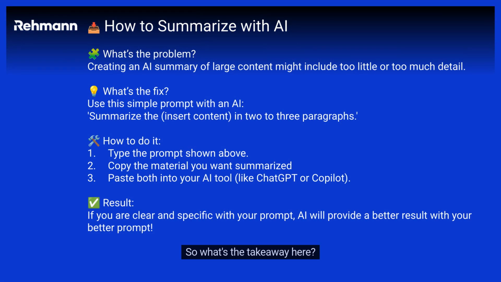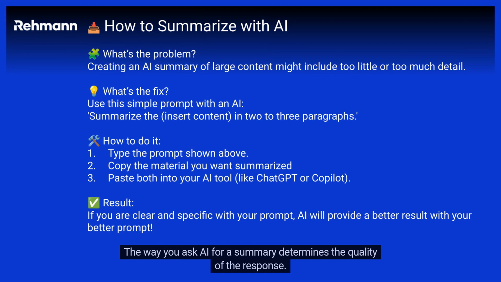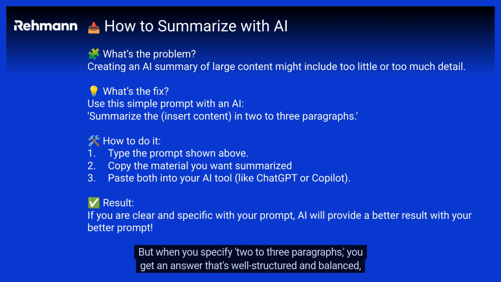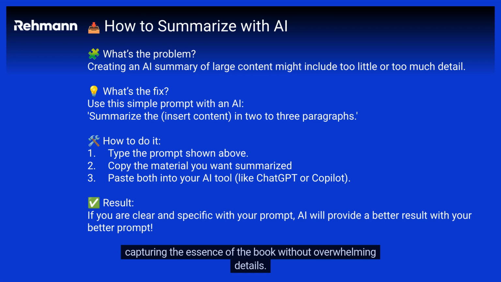So what's the takeaway here? The way you ask AI for a summary determines the quality of the response. A vague question might give you too much or too little information. But when you specify 2 to 3 paragraphs, you get an answer that's well-structured and balanced, capturing the essence of the book without overwhelming details.